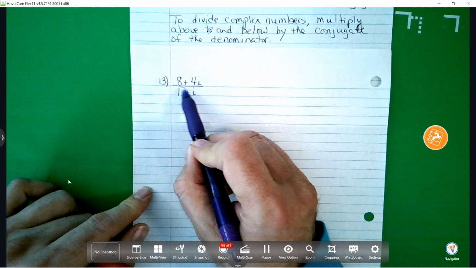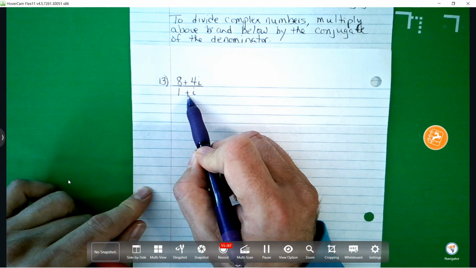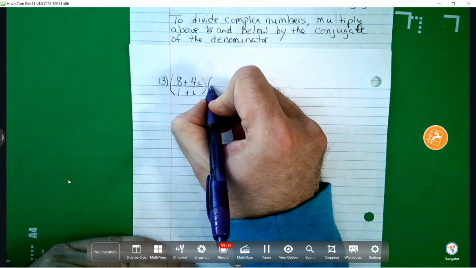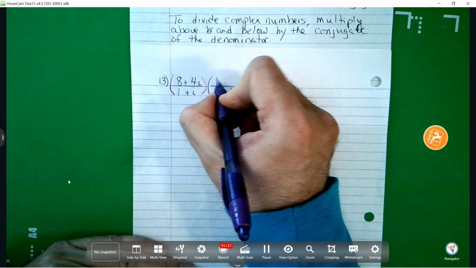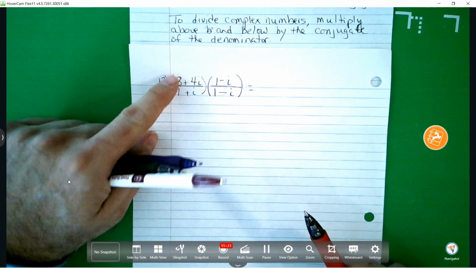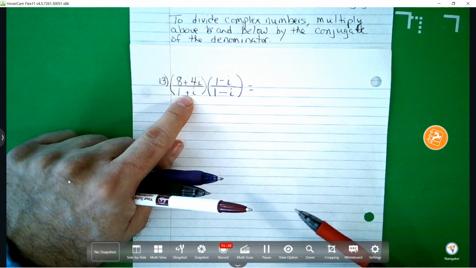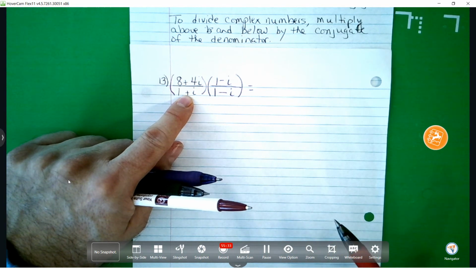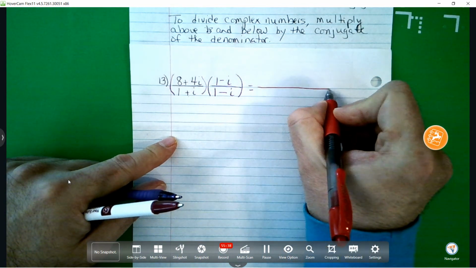So here's the denominator. What's the conjugate? Well, to find the conjugate, you just change that middle sign. I'm going to multiply above and below by 1 minus i. We're going to have to FOIL out twice here. You multiply above and below by the conjugate of the denominator. The conjugate of the denominator, you just change the middle sign. Don't change anything else. So 1 minus i. So you're going to FOIL the top and FOIL the bottom.